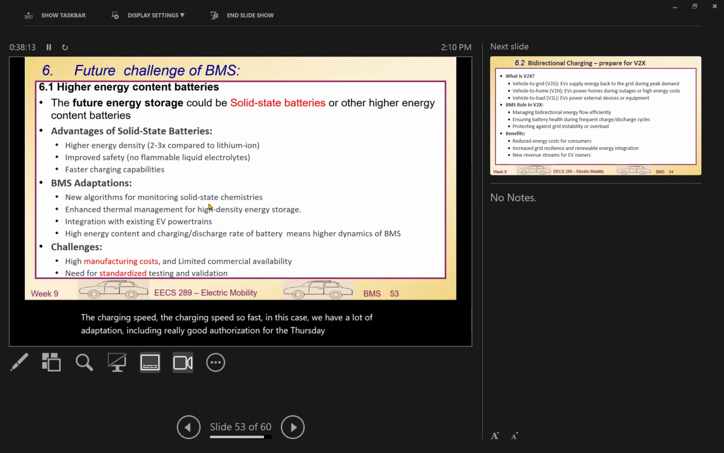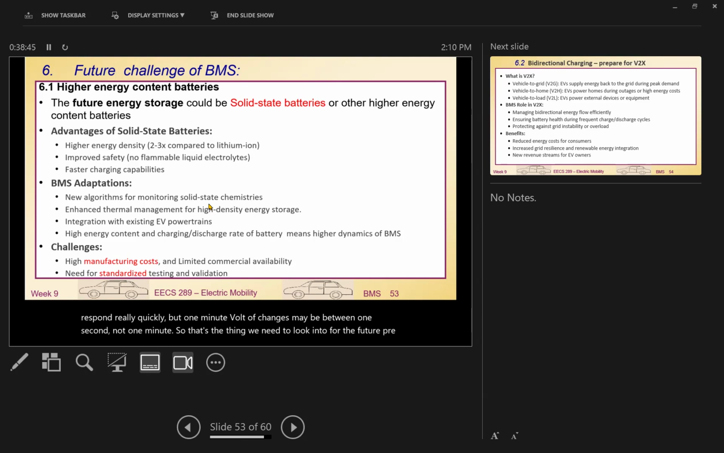We also need good thermal management. The thermal changes will be really fast. And we need to integrate them with the whole EV powertrain, and also look into higher dynamics. The BMS needs a much higher speed, not the normal 20 kilohertz, maybe much higher, to respond to the changes. Any 1 millivolt change, we need to respond really quickly. But 1 millivolt of change may be within 1 second, not 1 minute. So that's what we need to look for in the future BMS.